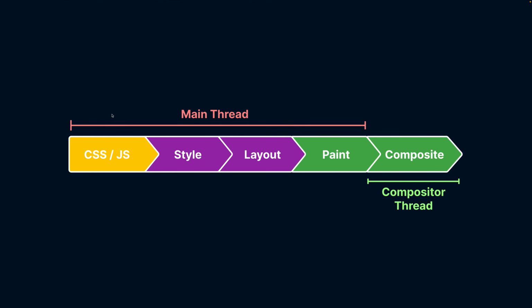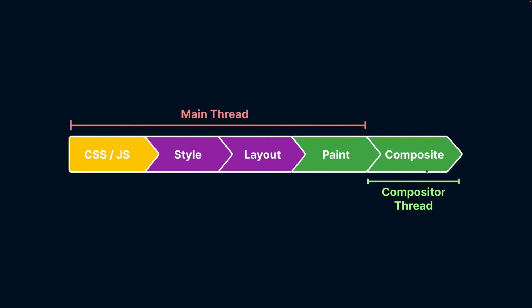Whereas if it can skip all of these steps and go directly to the composite step, then it can just bypass the main thread and go directly to the compositor thread, which means even if the main thread gets blocked, it can just continue executing without being affected. So when we say, for example, that the transform property can directly go to the composite step, that means it can skip the main thread and directly go to the compositor thread. And that means it will run smoothly.